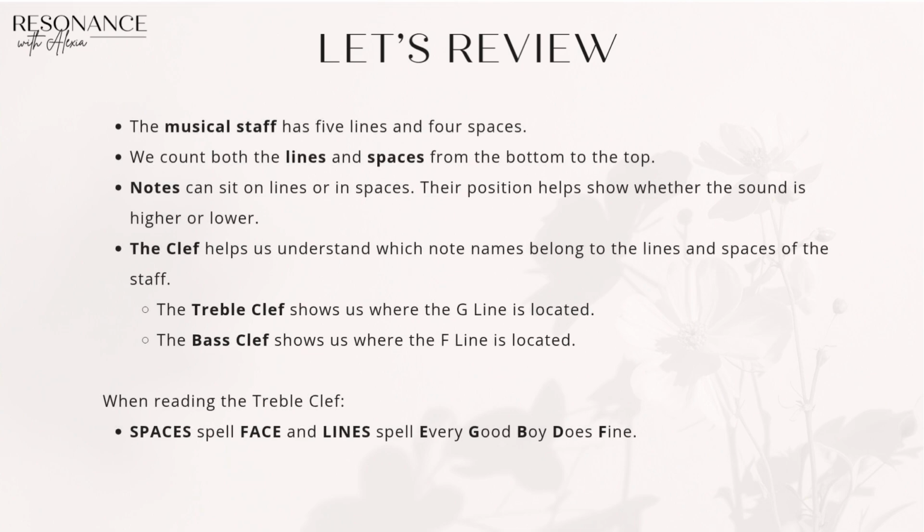Now, you don't have to memorize every note today. For now, the important thing is to understand that the staff gives notes their position and the clef helps us identify their names. So let's do a quick review. The musical staff has 5 lines and 4 spaces. We count both the lines and spaces from the bottom to the top. Notes can sit on lines or in spaces. Their position helps show whether the sound is higher or lower. The clef helps us understand which note names belong to the lines and spaces of the staff.